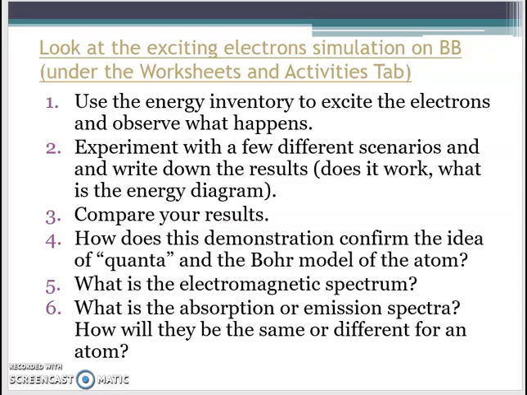So after you've experimented with a few different scenarios and written down your results, compare them. Think about how this demonstrates the idea of a quanta, and how it also supports Bohr's model of the atom where there are very specific energy levels for the electrons. And then, what's the electromagnetic spectrum, what are absorption and emission spectra, and how will they be the same or different for a certain atom?